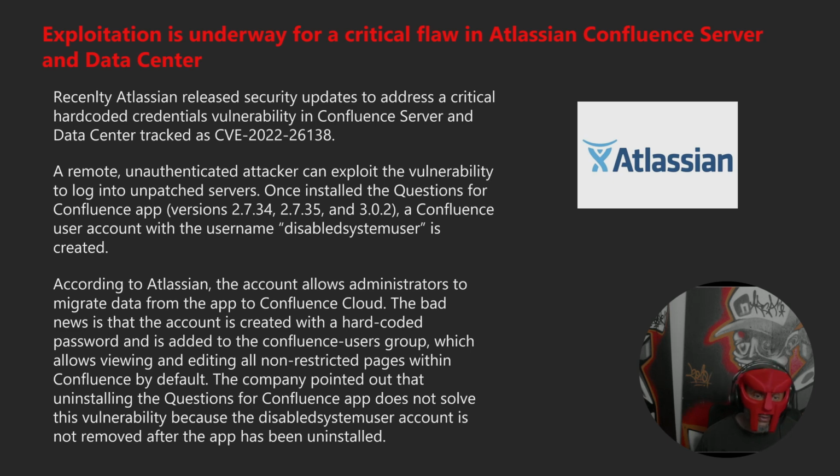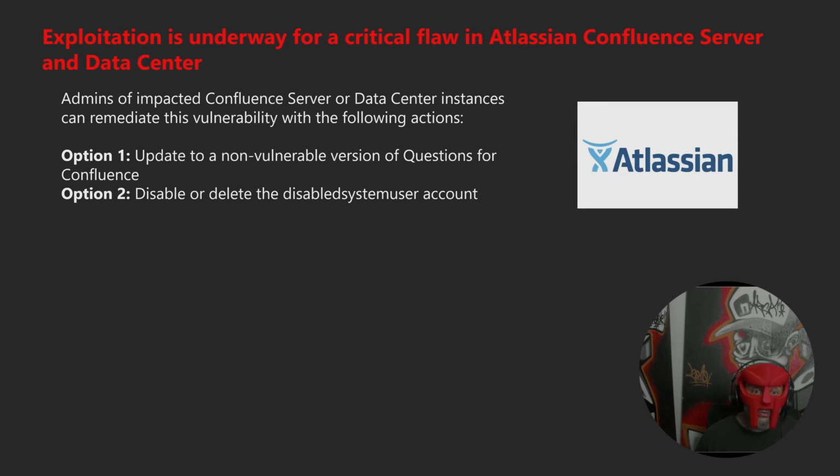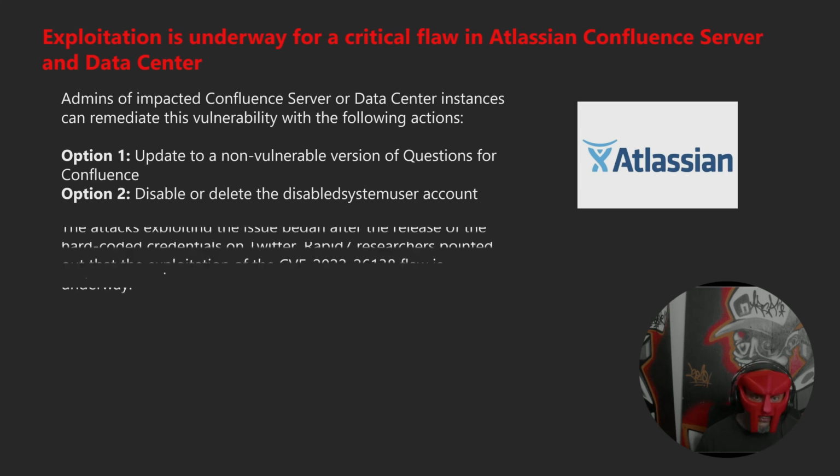The company pointed out that uninstalling the Questions for Confluence app does not solve this vulnerability because the disabledsystemuser account is not removed after the app has been uninstalled. Admins of impacted Confluence Server or Data Center instances can remediate this vulnerability with the following actions. Option 1, update to a non-vulnerable version of Questions for Confluence. Or option 2, disable or delete the disabledsystemuser account.